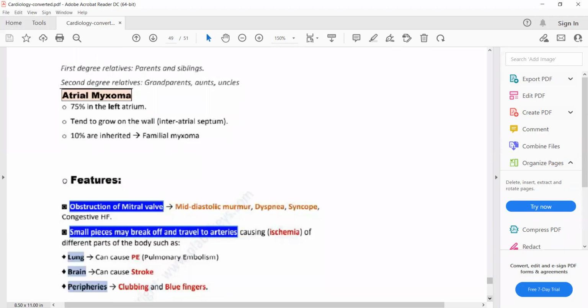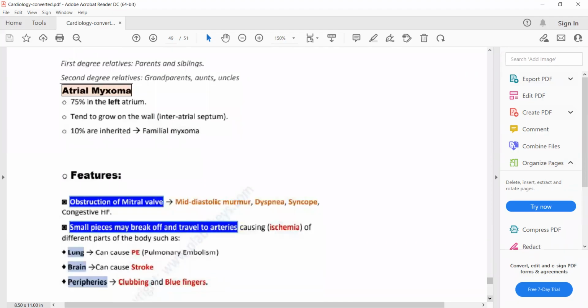Another topic is atrial myxoma. Atrial myxoma is basically a tumor of the left atrium or a tumor of the atrial muscles. In 75% of the cases, the tumor is present in the left atrium, while in 25% of the cases, it can be present in the right atrium as well.